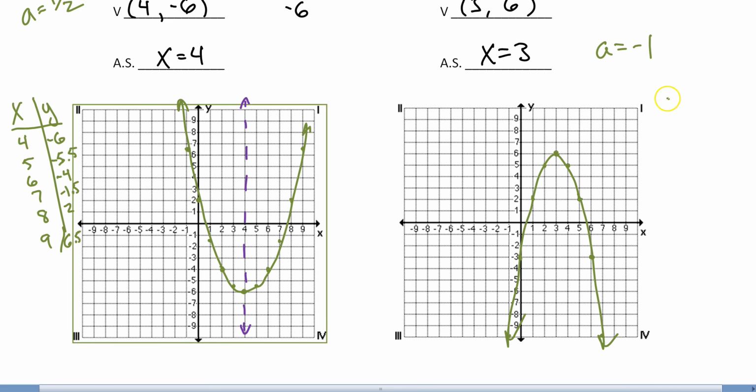All right, and once again, if you're not sure, you do an XY chart. You just start your XY chart at a value of 3 and then choose like 4, 5, 6, 7, and start plugging those values in. It should give you this nice curve.